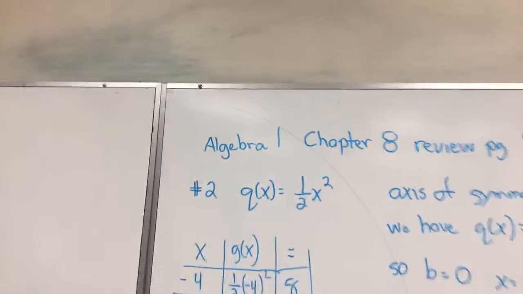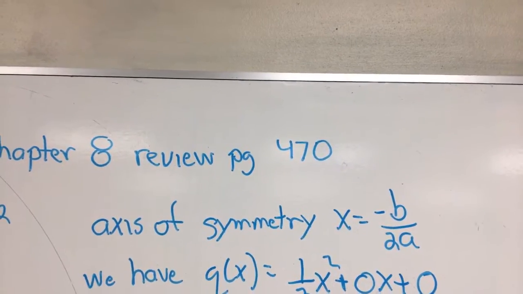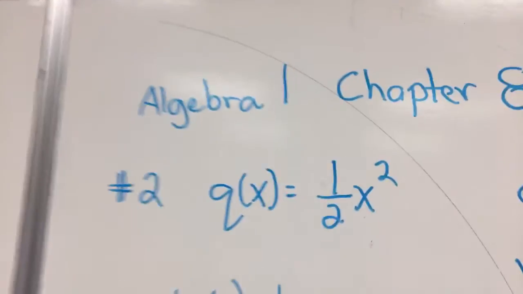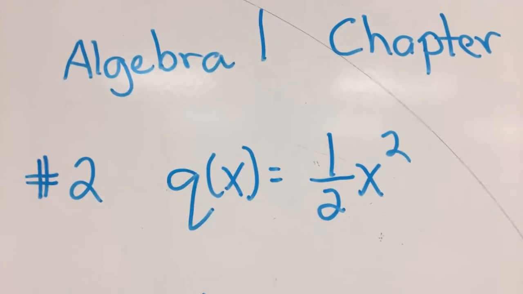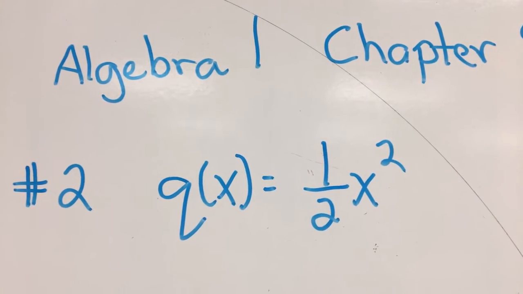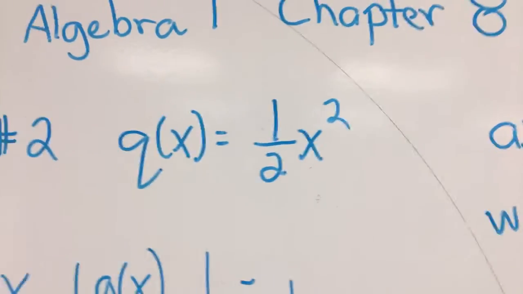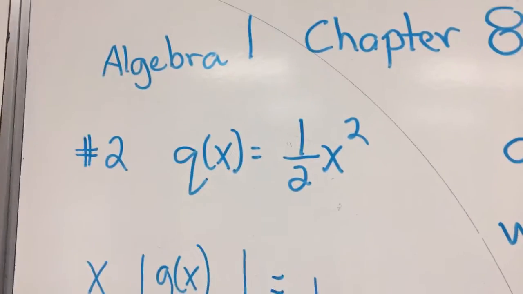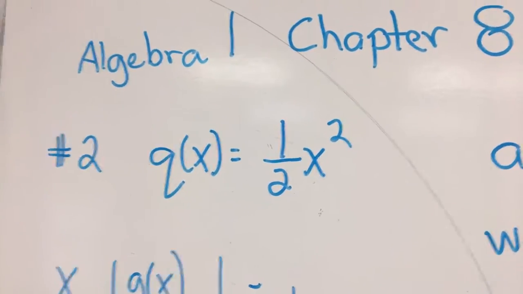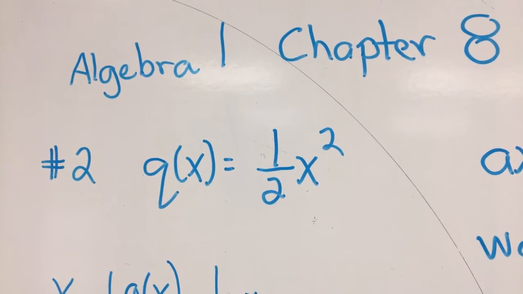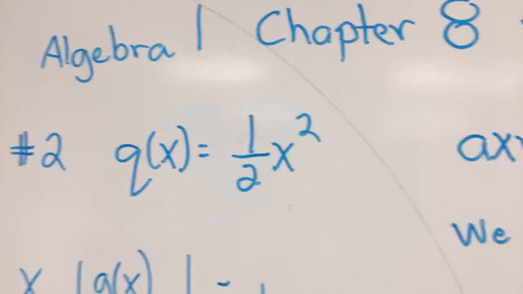Okay, so Algebra 1, Chapter 8, just a review. This is page 470. I chose problem number 2. It looks like that. It's q of x is equal to a half of an x squared. This is an awful lot like the parent, and you should all be able to tell me what the parent looks like. So I decided, well, if I'm going to graph this, I need a whole bunch of things. I need a vertex, I need an axis of symmetry, some x-axis intercepts, a y-axis intercept, and of course then a pretty picture. But this is a very basic quadratic. It doesn't have all of that.